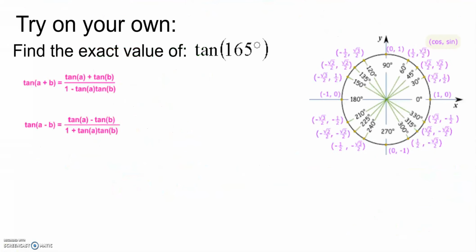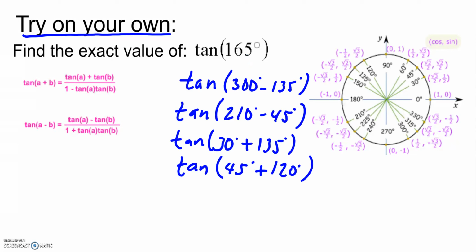So let's do one more example. In terms of try on your own, I would like you, just like the last video, to pause it and see if you can come up with any angles that together add to be 165 or subtract to be 165. So please pause now. Okay, here's a few examples I came up with. If you found another example that I didn't, please feel free to tell me in class the next day.